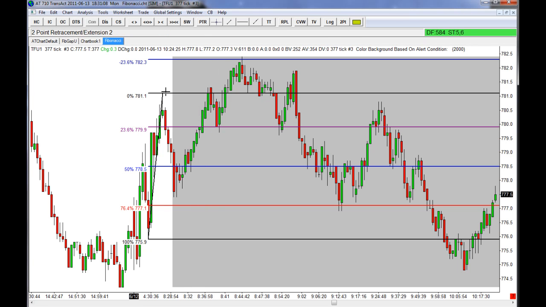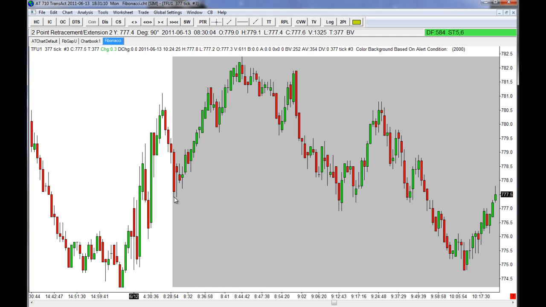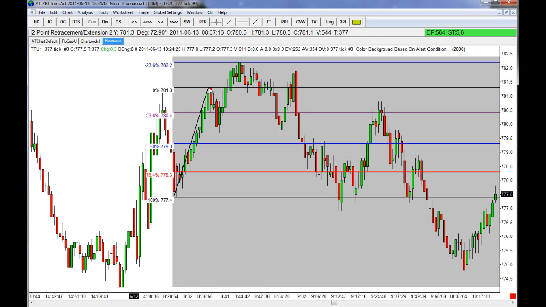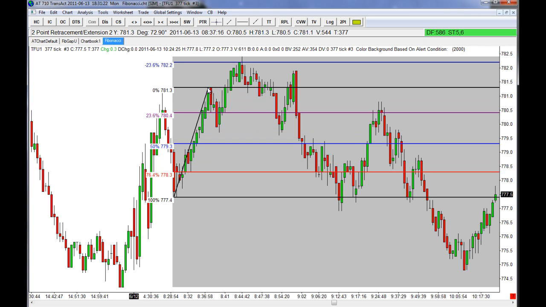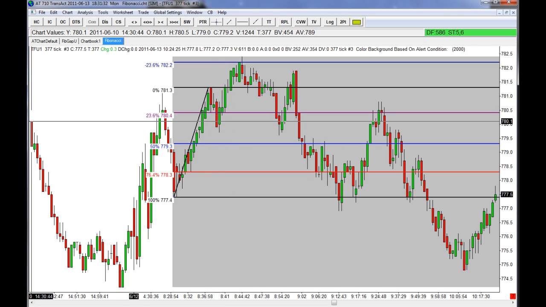It goes up to 0%. So draw a new fib from this low to this high. It gets close to the 50% level, then breaks the 23.6. So my fib tool doesn't work for this right here because it was designed especially for the ES, although we could use the calculator. Just give me a moment.